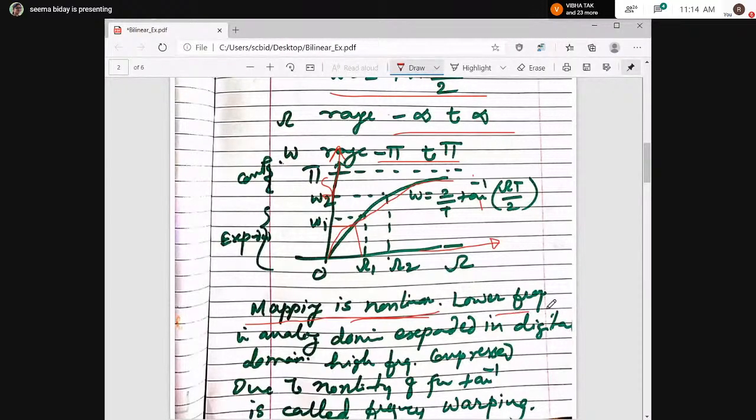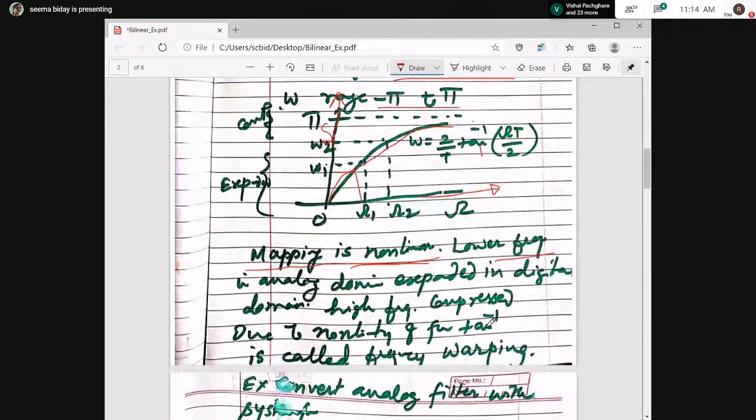Lower frequencies in the analog domain are expanded in the digital domain, while high frequencies are compressed due to the non-linear function tan inverse, which is called frequency warping. Have you understood? Write down in the chat box, then I will proceed. Have you understood what the frequency warping effect in bilinear transformation is?